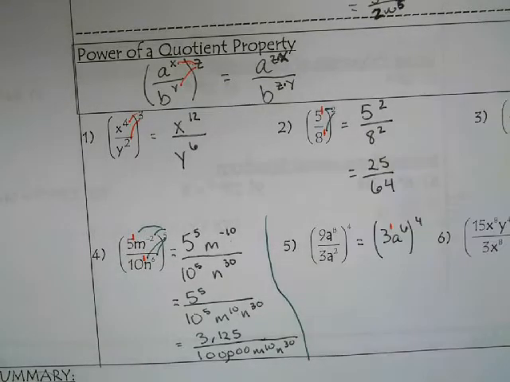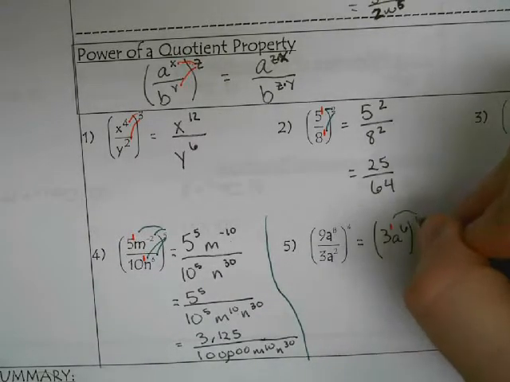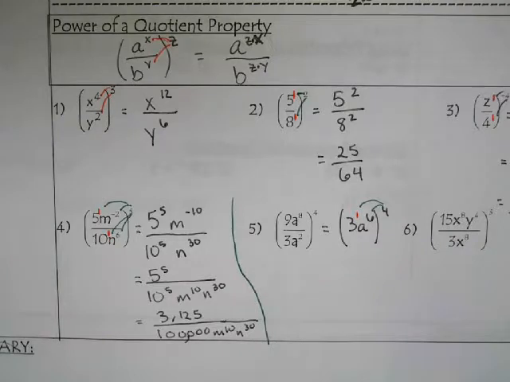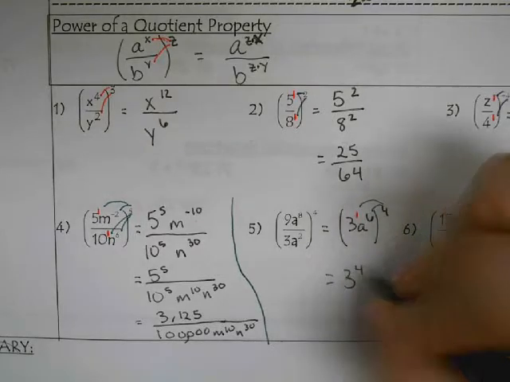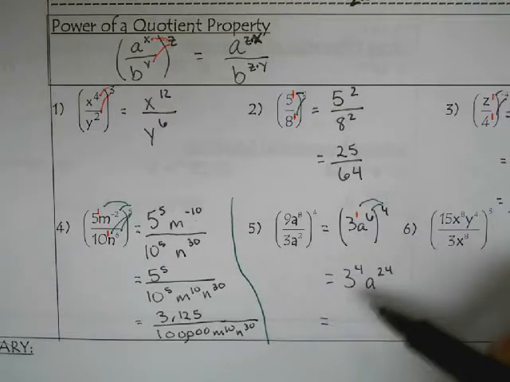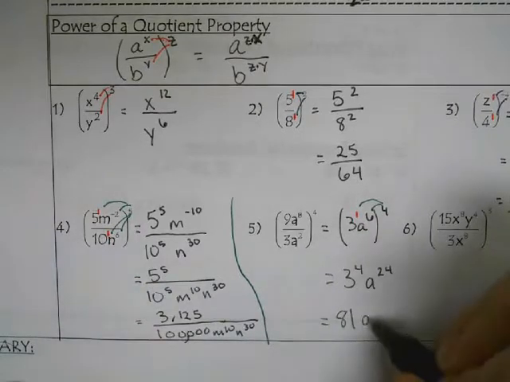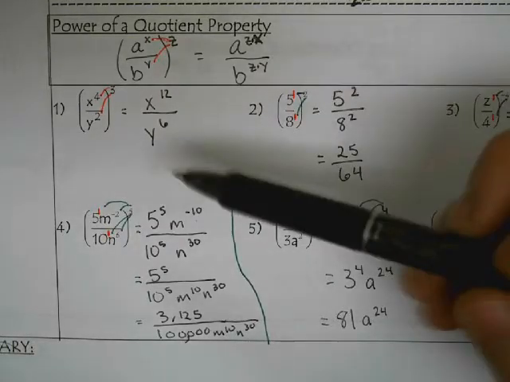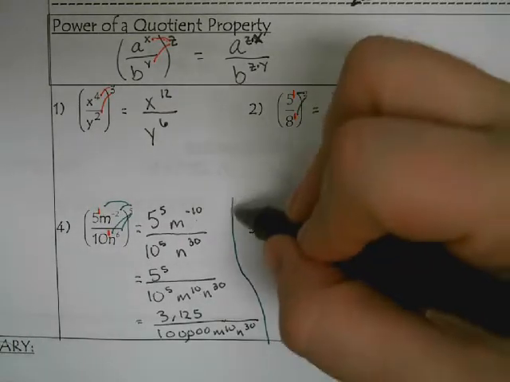Then we write in our hidden ones. Now we distribute that 4. And we end up with 3 to the 4th times a to the 24th, which is equal to 81 a to the 24th. So it seems like it would be better if you do this like what we did here.